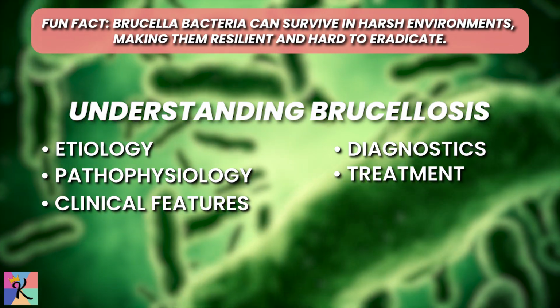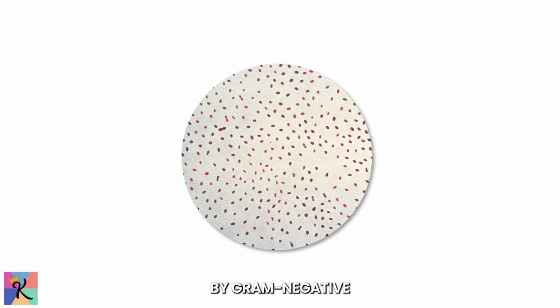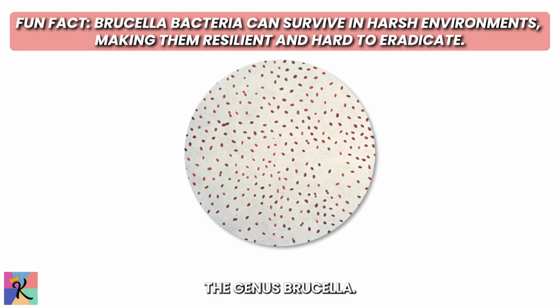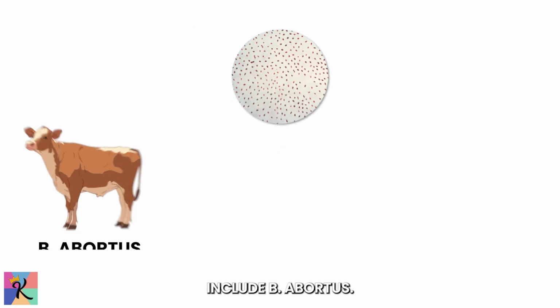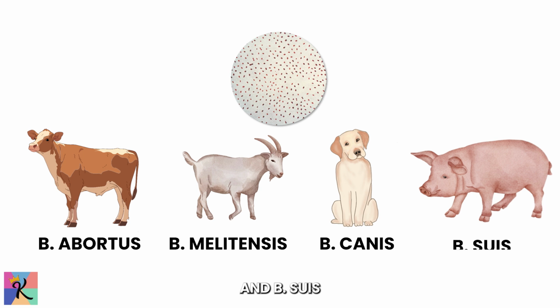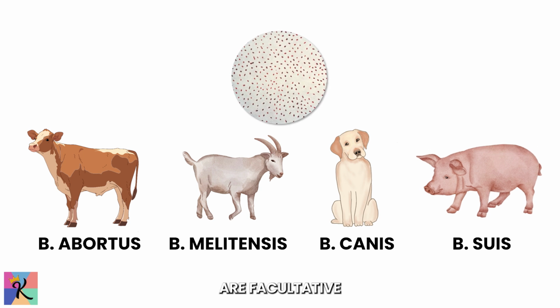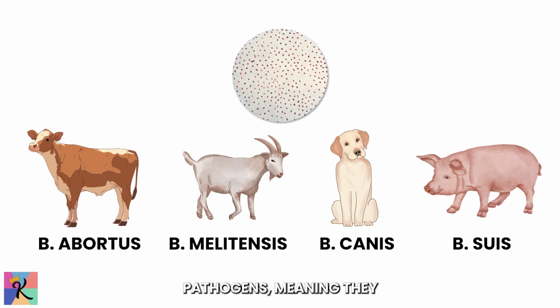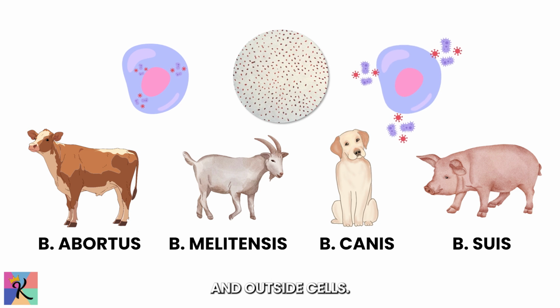Let's get started. Brucellosis is caused by gram-negative coccobacilli of the genus Brucella. The most common species include B. abortus, B. melitensis, B. canis, and B. suis. These bacteria are facultative intracellular pathogens, meaning they can survive both inside and outside cells.